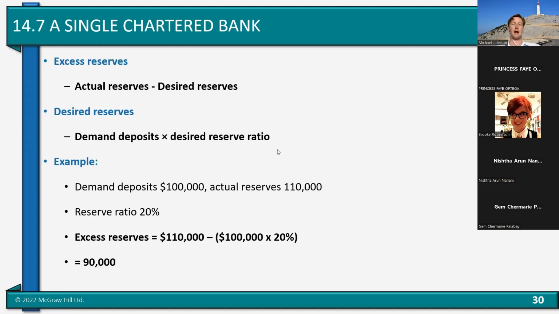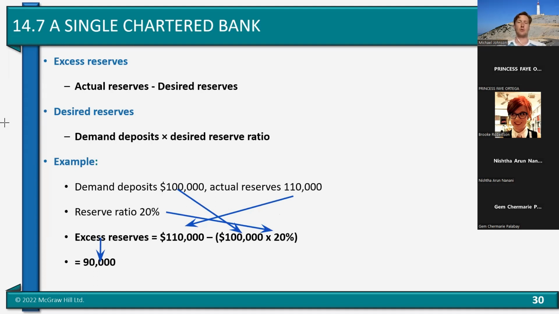So excess reserves are actual reserves minus desired reserves. Desired reserves are demand deposits times the desired reserve ratio. So in this case, to get excess reserves, you do 110,000 minus 100,000 times 20%, and then you get 90,000 in excess reserves. So that's how you would calculate the excess reserves in this case.